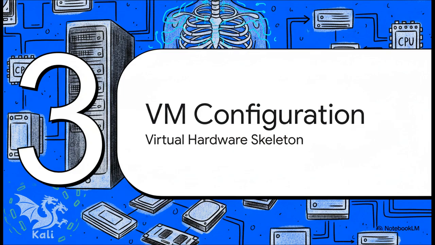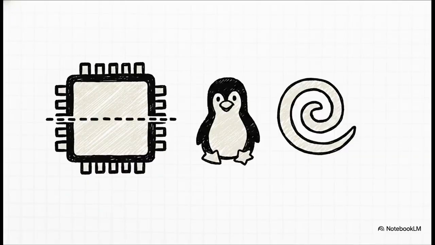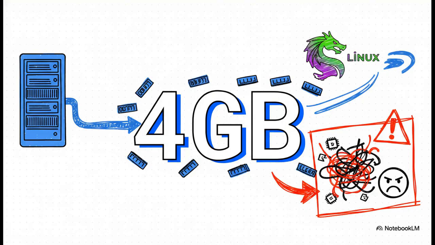Phase 3, Virtual Machine Setup. Open up VirtualBox and click New. For the name, just type in Kali Linux. Set the OS type to Linux, and for the version, you want to specifically select Debian 64-bit, since Kali is practically based on Debian anyway. For your CPU, give it at least 2 cores for smooth performance, or up to half of your system's total CPU cores. Now let's talk RAM.